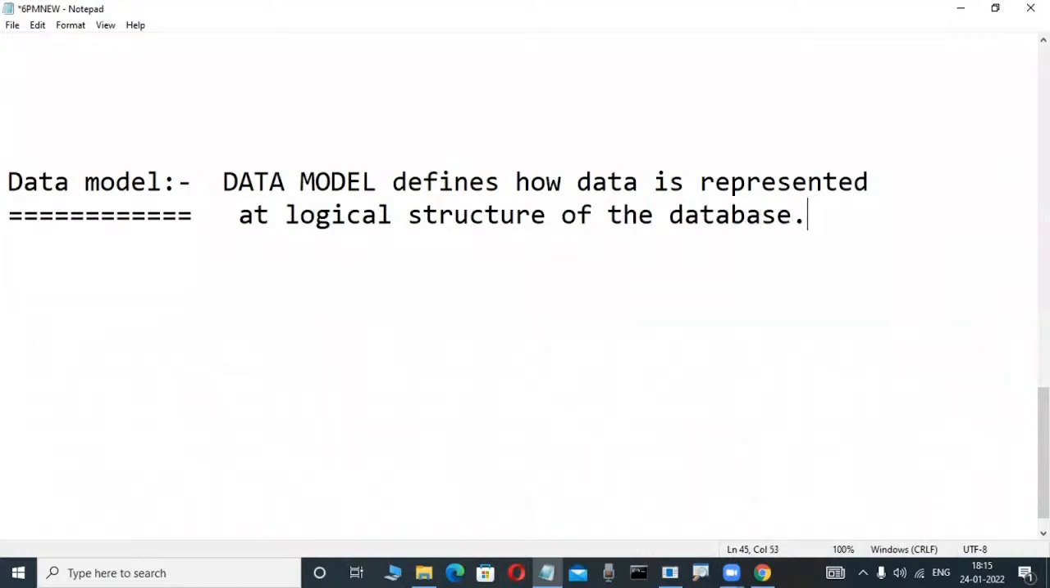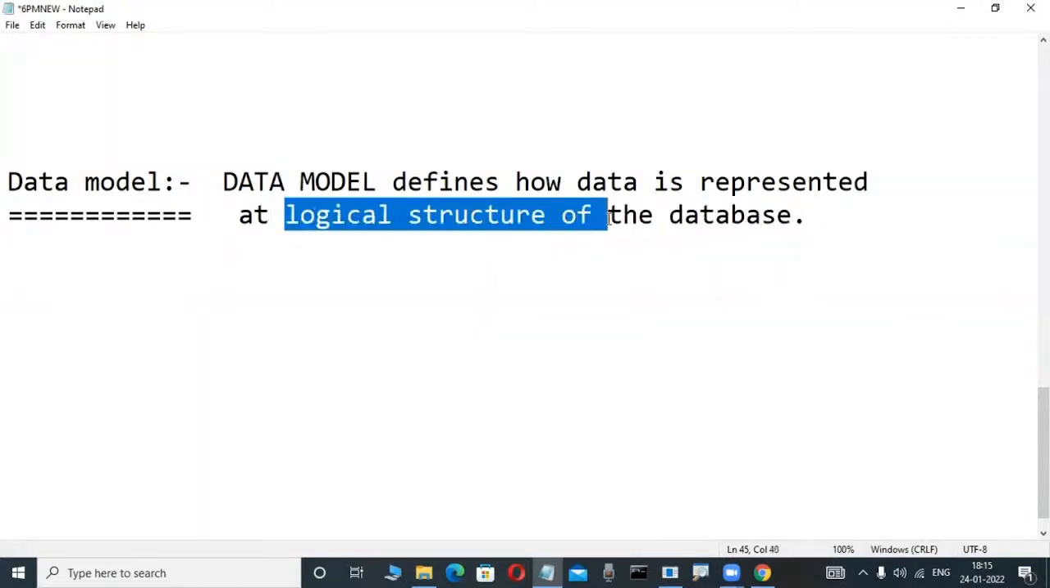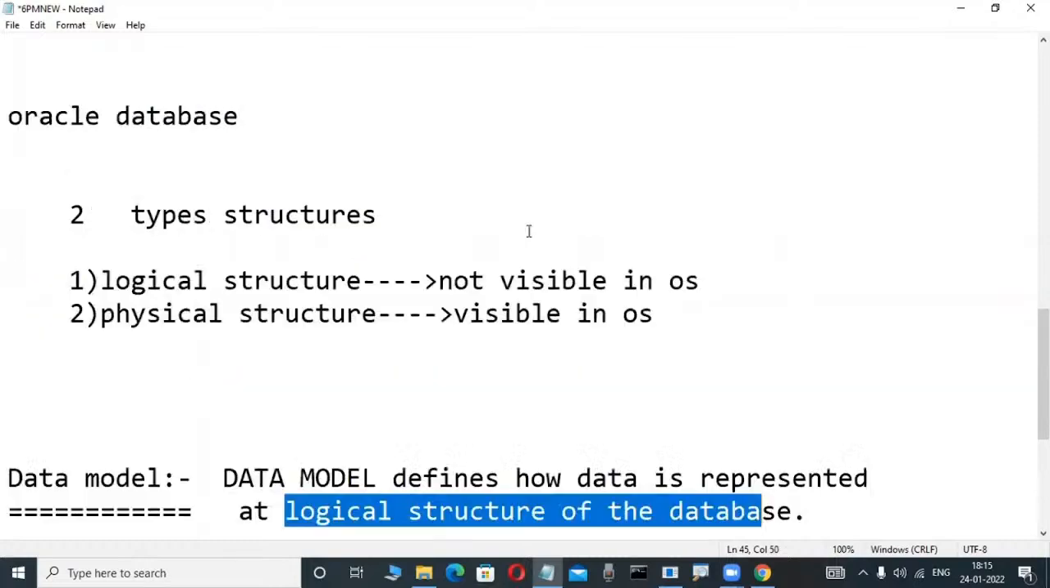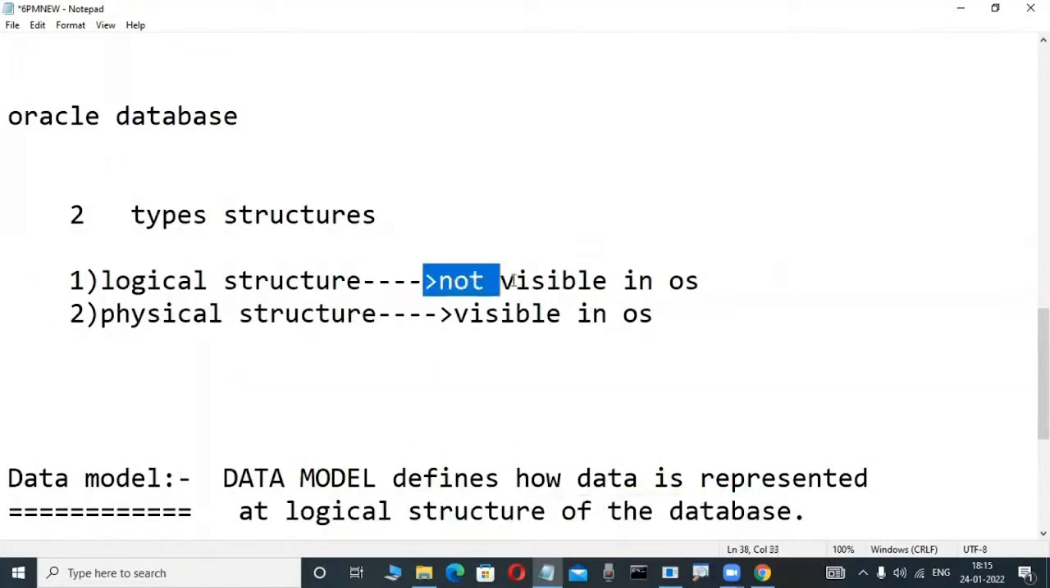And now check it out. Observe it here. What is logical structure? In previous classes, I told you, a structure which is not visible in the operating system is called a logical structure. Or maybe you are creating a table, which is not visible in the operating system, but that structure is visible in a database or not.